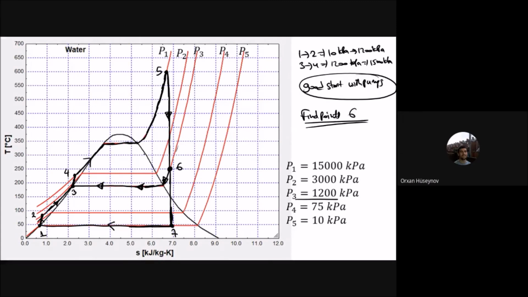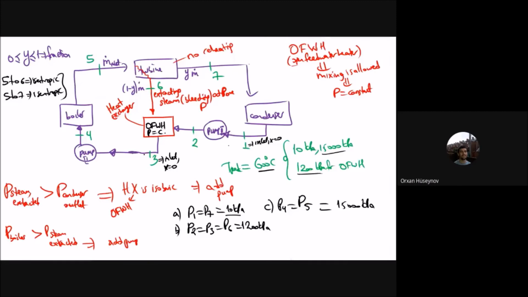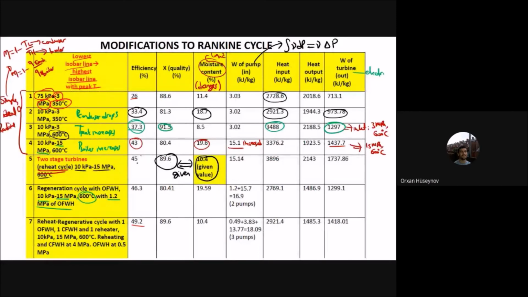So by adding the open feed water heater here, let's see what the advantage is. The advantage is that you have increased the efficiency by an amount of 1.3%. The quality has dropped. Okay. And since you are using 2 pumps, you have more work, and also the work of the turbine has dropped, but at the end, the efficiency has increased. This is the open feed water heater in this turbine cycle.